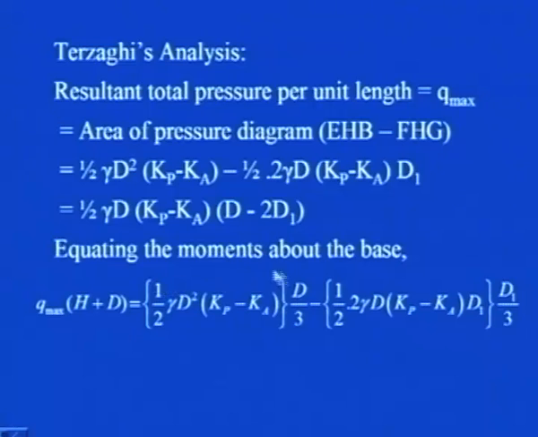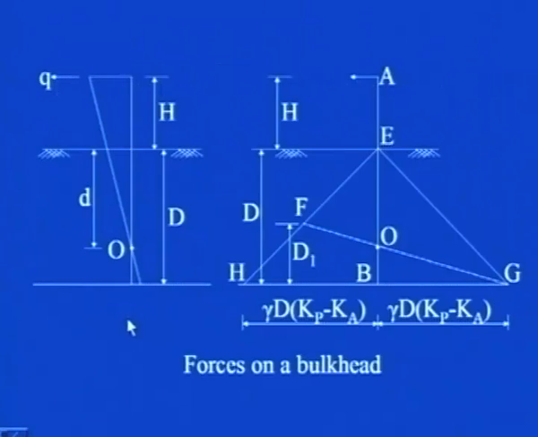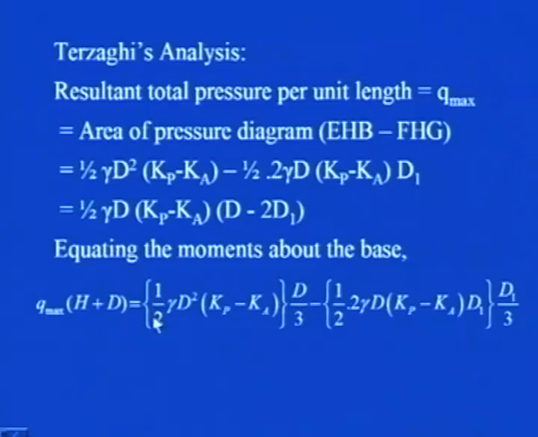Now, if we equate the moment about the base, what we will get is Q max (H plus D) is equal to, you can see here that this area and its moment will be acting at d/3, and for this one the lever arm from the base will be 1/3 of d1. So, the area is taken at a distance d/3 from the base, minus the area of the pressure diagram FHG, acting at a distance of d1/3 from the base, and this will be equal to Q max (H plus D).